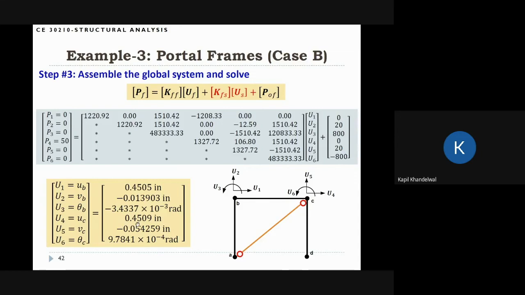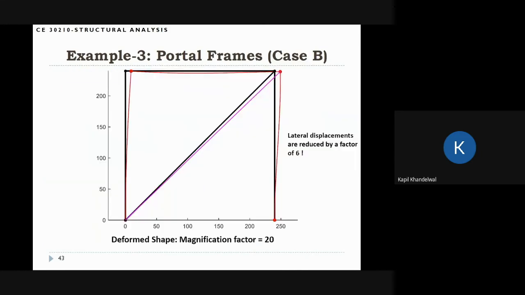But the important thing is you can see that the lateral displacements have actually reduced a lot in this case. So if I show you the displaced configuration, I'm again using the same magnification factor of 20, but the frame is actually displacing in the lateral direction a lot less. And actually you can check that the lateral displacements are reduced by a factor of almost 6 in this case. So this is where the bracings are very effective.